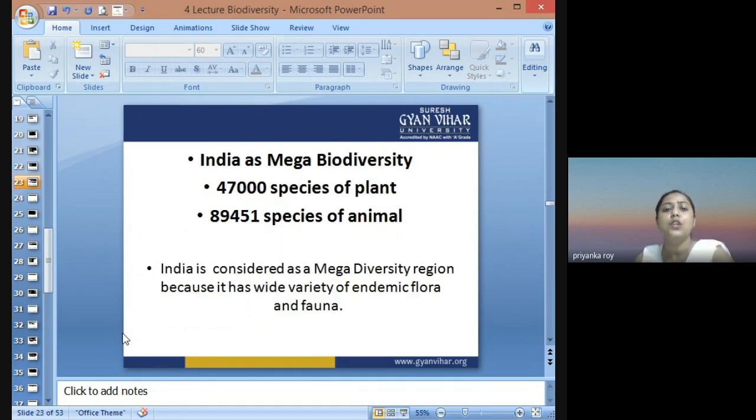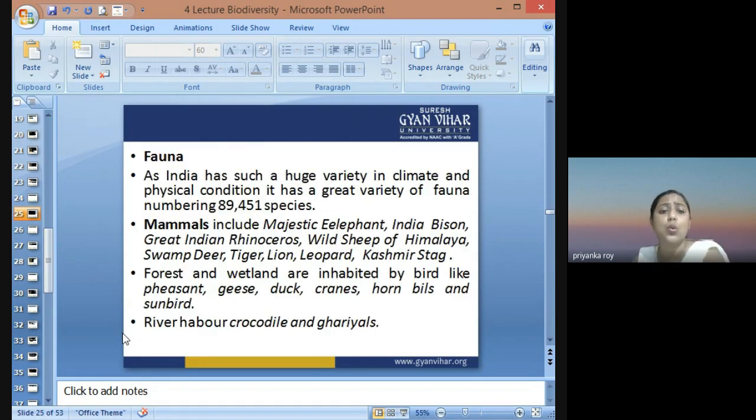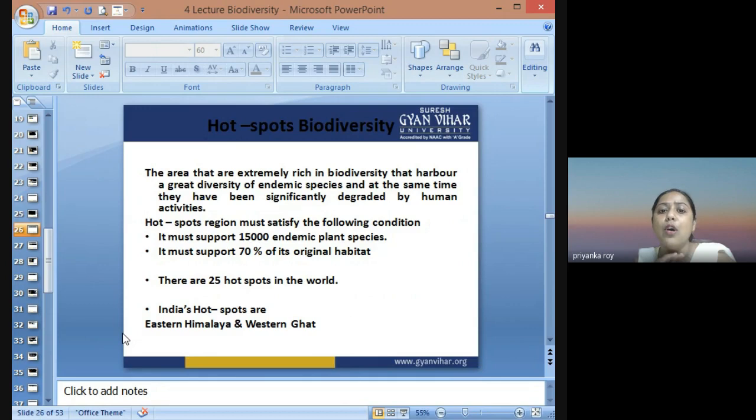Okay. So India is a mega diverse country with about 47,000 species of plants and over 89,000 species of animals. India is considered a mega diversity region because it has a wide variety of endemic flora and fauna which is only found in India. Geographical classifications based on flora include the Himalayas, Eastern Himalayas, Central Himalayas, taking from Assam, Indo-Gangetic Plains, Deccan Plateaus, Malabar Coast, Konkan Coast, and coastal regions and islands, all part of biodiversity.